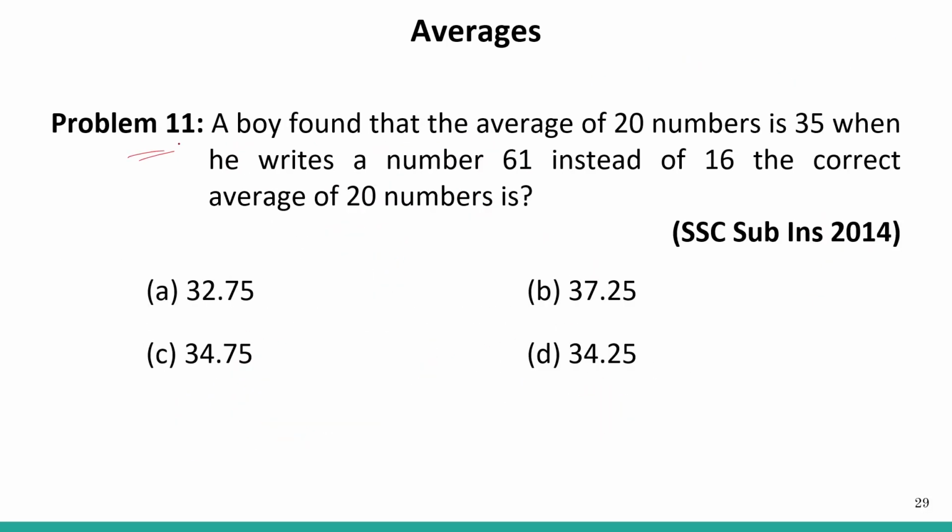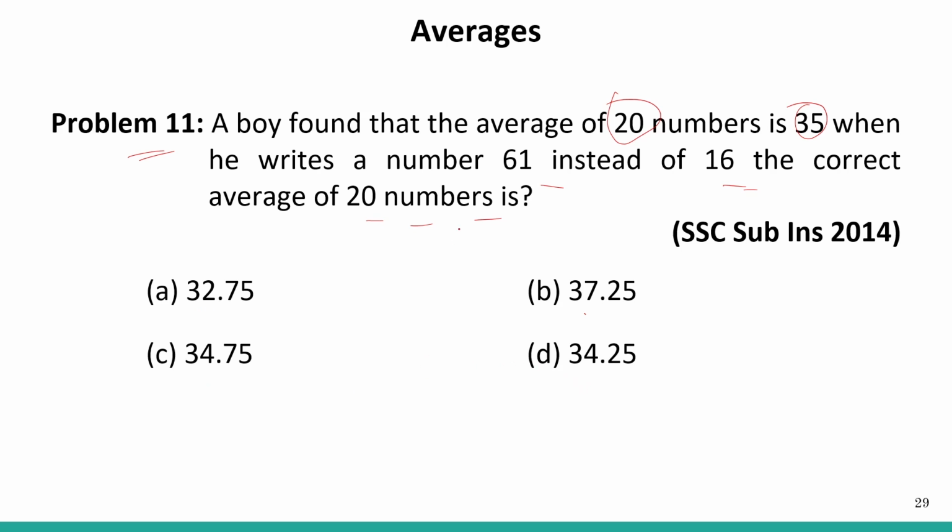So let's see problem number 11. A boy found out that the average of 20 numbers is actually 35. When he writes a number 61 instead of 16, the correct average of the 20 numbers is what? Is it 37.25? Is it 32.75? Is it 34.75 or 34.25?